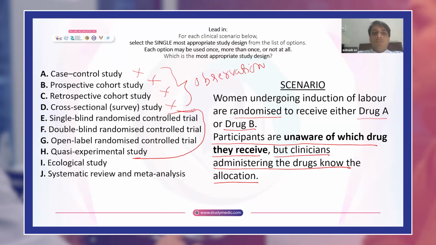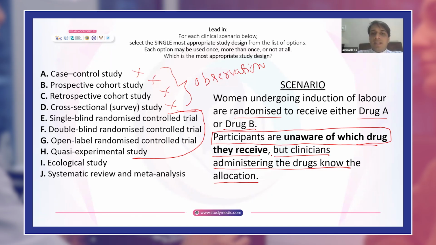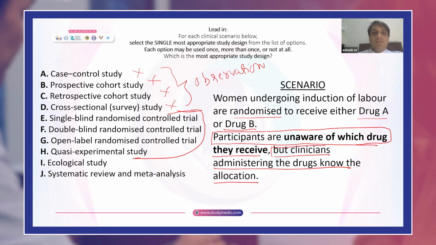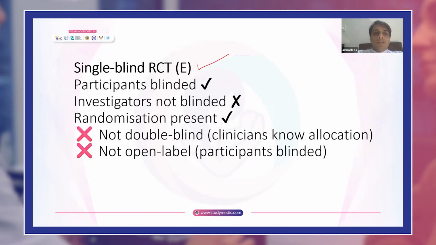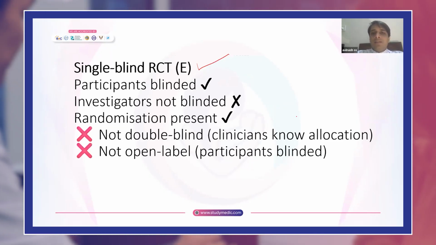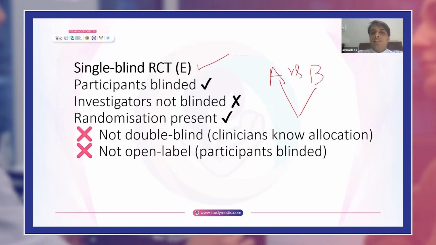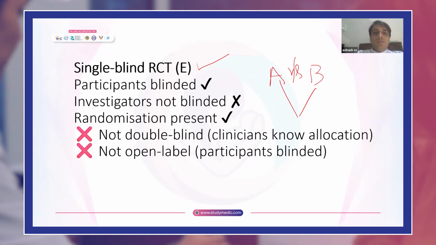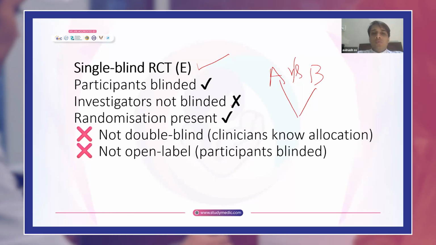Now in this we have to find out what type of trial it is. Here you can see participants are unaware, that means they are blinded, but clinicians are not. So it is preferably a single blinded randomized control trial, because randomization is present. They are randomly allocated into two groups, intervention and non-intervention. Only the participants are blinded, that means single blinding. Investigators, that is the clinicians, still know who is receiving the drug and who is not. So it is single blinded.